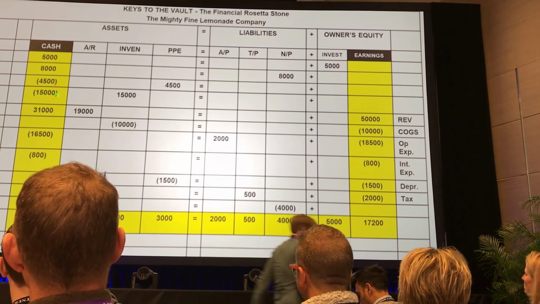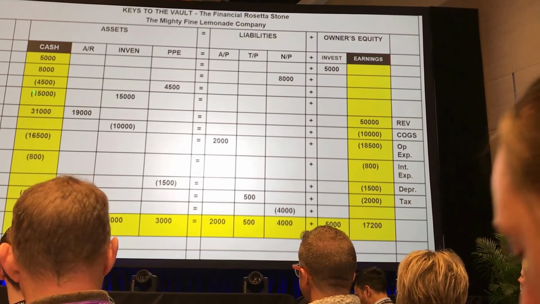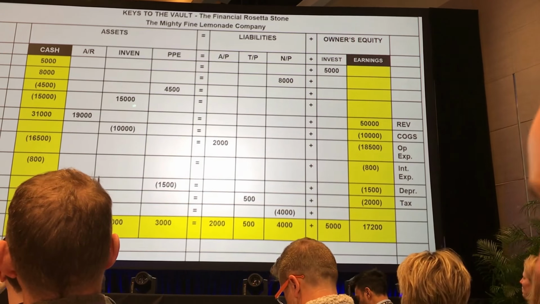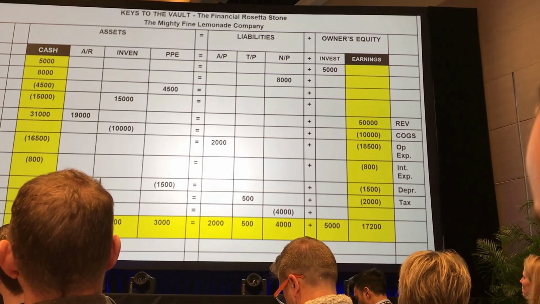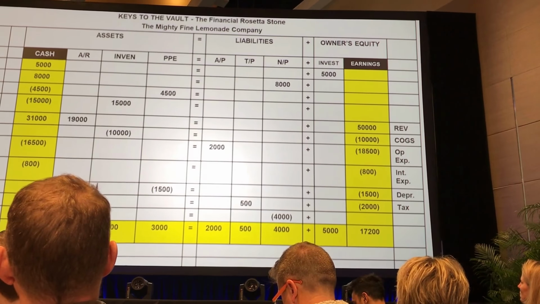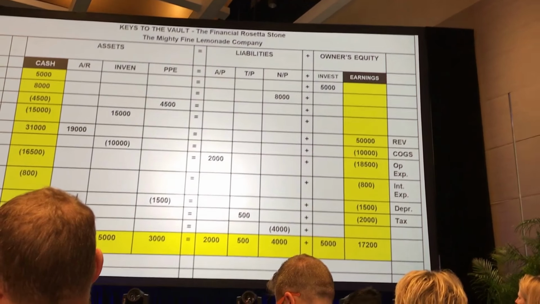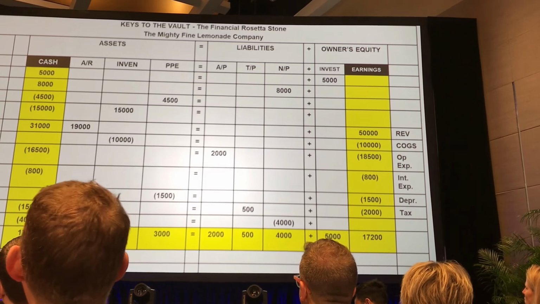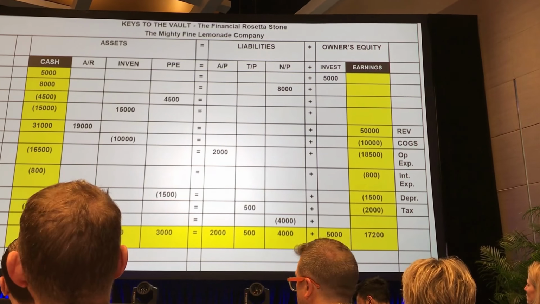Look at line 4.1. I took 15,000 of our cash. Cash went down by 15,000. Where did it go? I bought 15,000 worth of inventory. Looks to me like we used 15,000 of our cash during the course of the year to buy 15,000 worth of inventory. Do you see what I'm doing right now? I'm looking at numbers, converting them back into words.